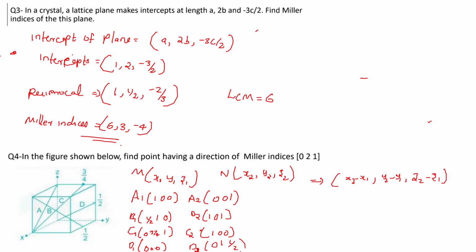So use the formula and find which one will be the answer for this question. Find the Miller indices of the points and you will get it. You have to take the reciprocal of it and find the answer. Please everyone solve it and let me know what the answer for this question will be.